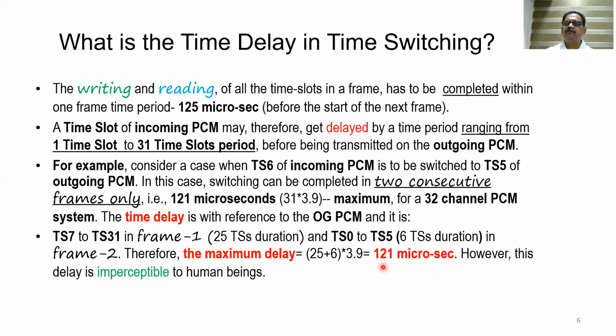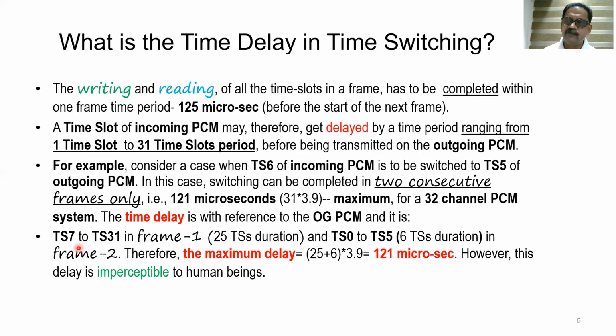In the next frame only, TS5 appears. While reading itself, it is TS6. So after TS6, you have to go up to TS31 in the existing frame. Then in the new frame, you have to wait TS0, TS1, TS2, TS3, TS4, and TS5. Then it comes. So that is 121 microseconds, or rather 31 time slots duration. So it is estimated like this.